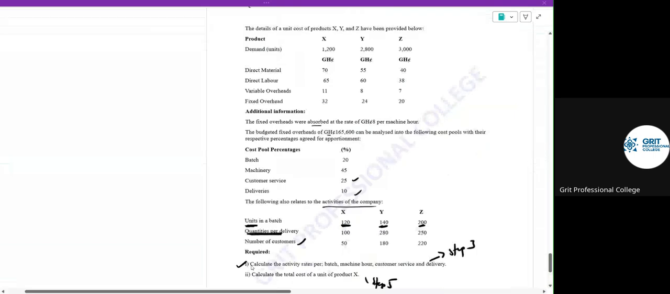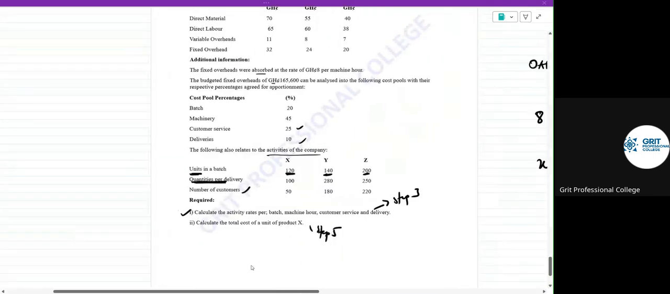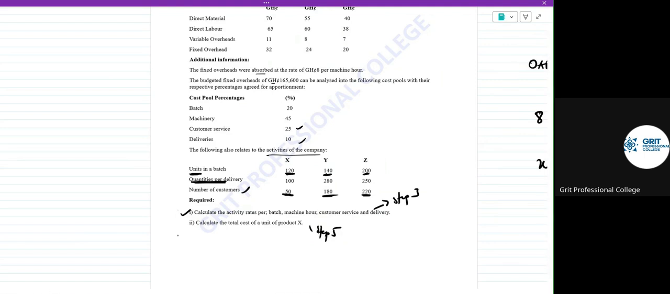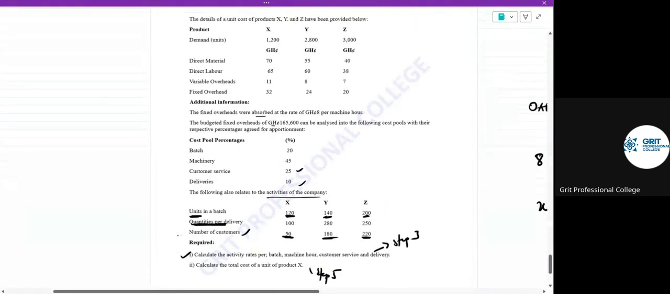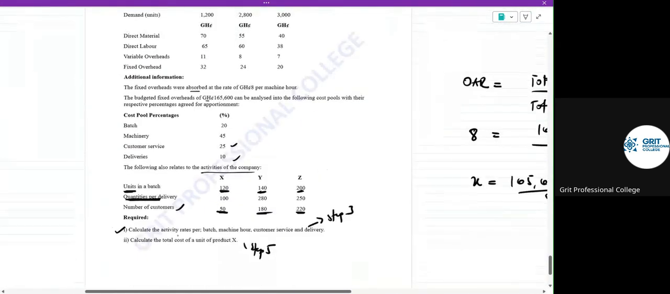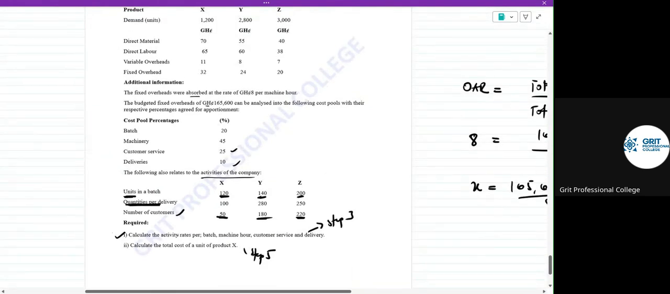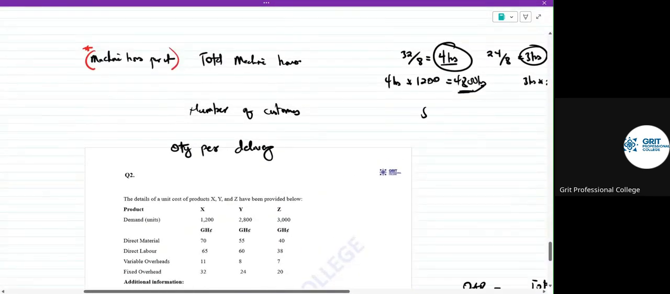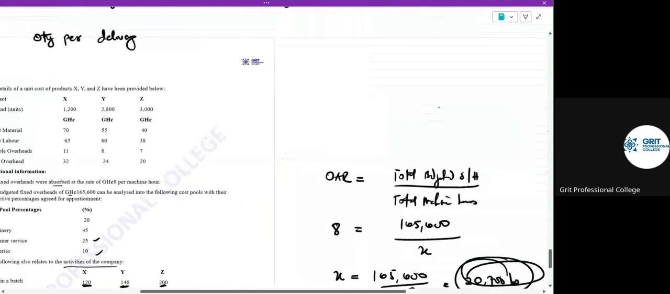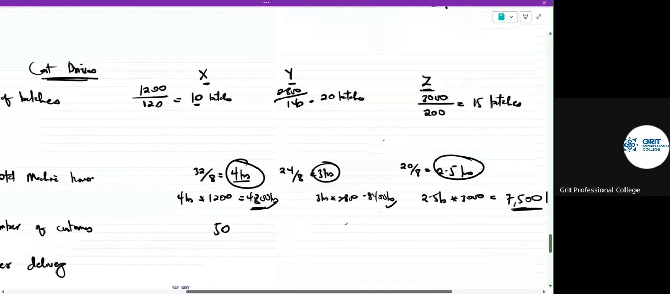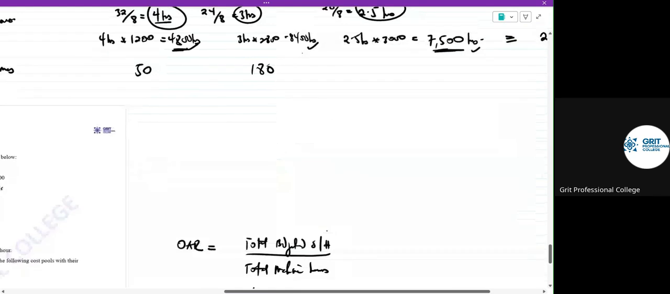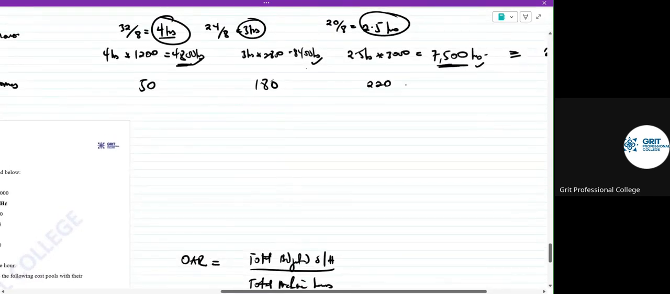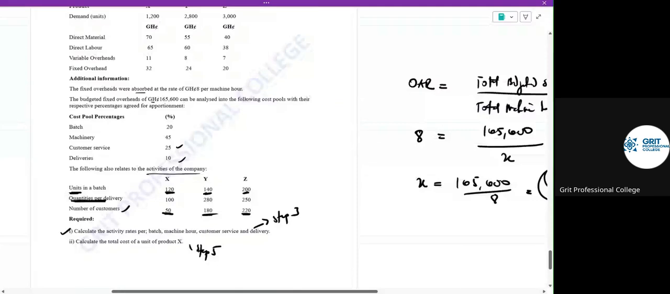Okay. So number of customers. When we look at it, it is the number of customers that we basically serve, right? And that is the information we have here. So it relates to the total number of customers we are serving with our products. That is all. So we can use this information as it has been presented. So X is 50, Y is 180, Z is 220. I hope I'm getting it right. 50, 180 and then 220 customers. All right.